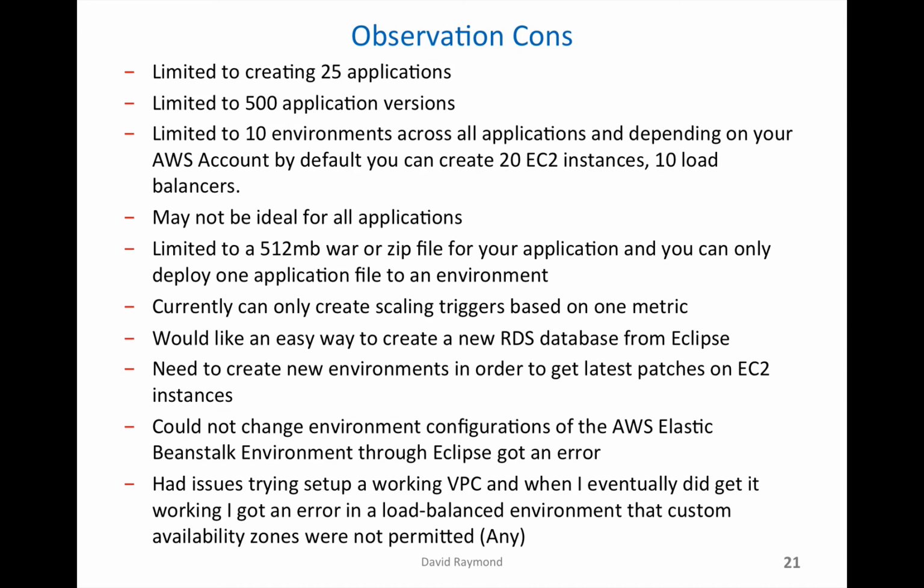Currently, you can only create scaling triggers based on one metric, so you can't select multiple metrics to trigger an increase or decrease in your instances. And I think that really could be a necessary thing. There's more than one reason why you might want to scale up or down.